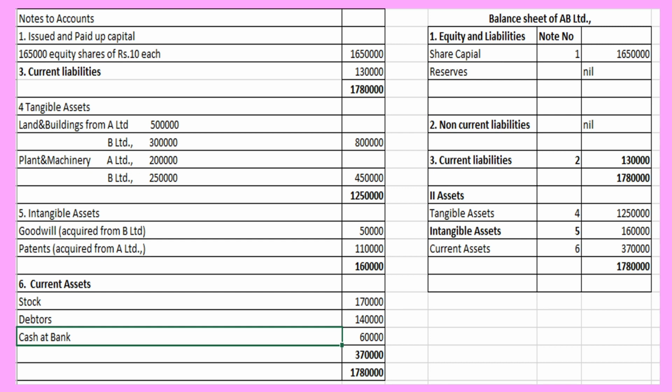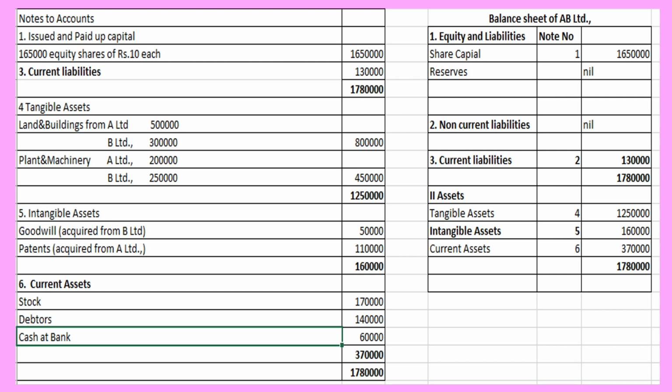Okay, and coming to the third item, current liability. Creditors of A and B come to 1,30,000. Coming to tangible assets, land and building for A and B is 8 lakhs, and plant and machinery for A and B is 4,50,000. From the intangible assets point of view, goodwill is 50,000 and patents from A Limited are 1,10,000. And current assets, stock, debtors, cash and bank, together for A and B Limited come to 3,70,000.